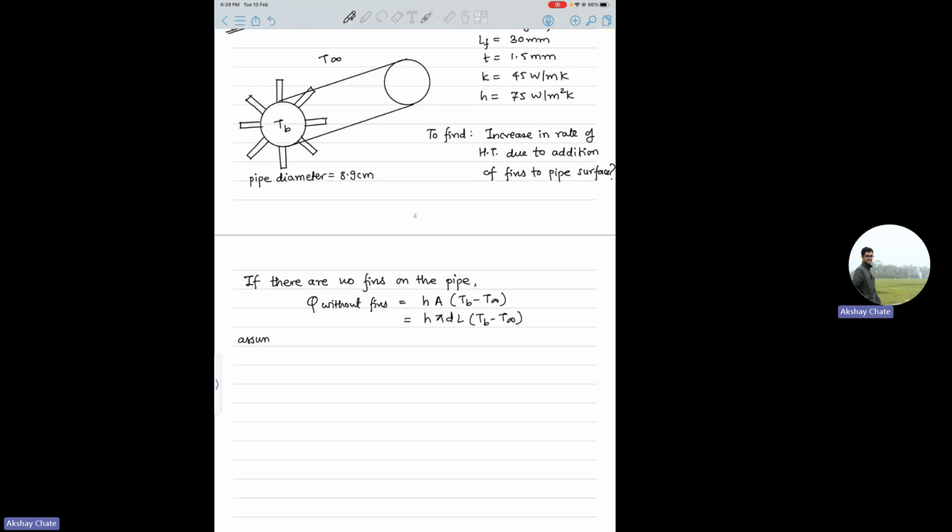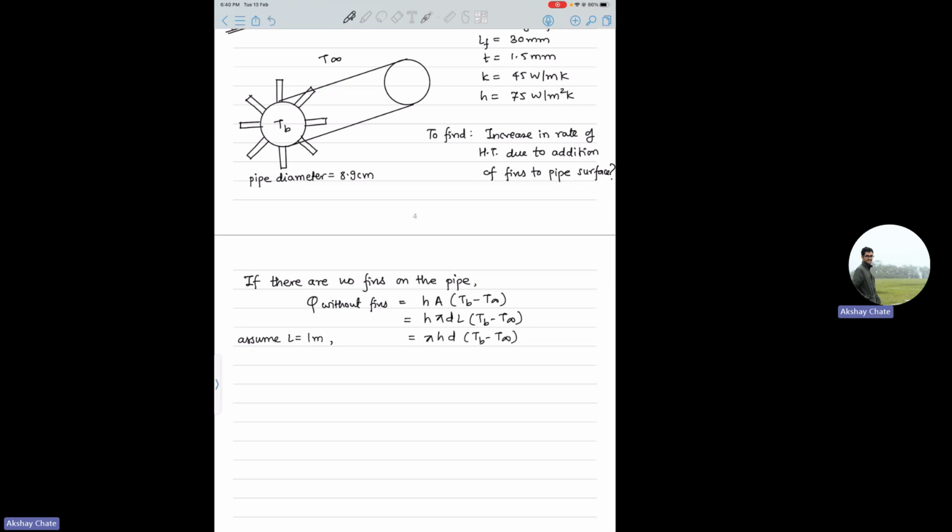Assume L as 1 because they have not mentioned L, any quantity is not given for L in the question. So here you can assume L as 1 and therefore you'll get Q which is watt per meter in that case. So that is per meter heat transfer. So this will become pi h D (T_b minus T infinity).